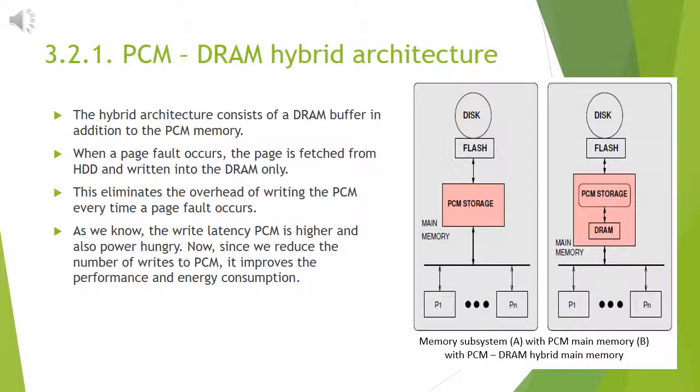The first method involves using a hybrid architecture consisting of a DRAM buffer in addition to the PCM memory. The prime motive is to reduce the number of writes to the PCM memory. When a page fault occurs, the page is fetched from hard disk and written into the DRAM only. This eliminates the overhead of writing the PCM every time a page fault occurs. As we know, the write latency of PCM is higher and also power hungry. Now, since we reduce the number of writes to PCM, it improves the performance and energy consumption.